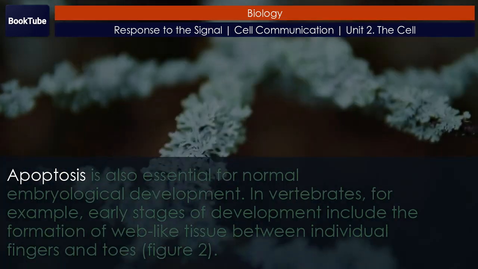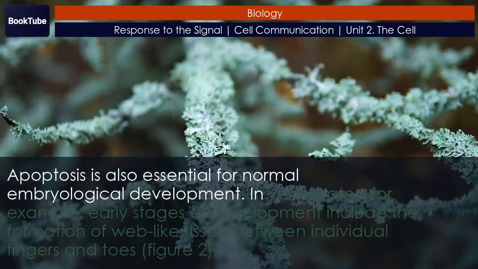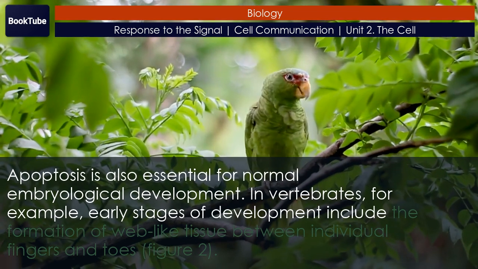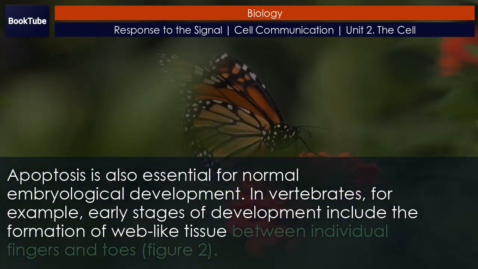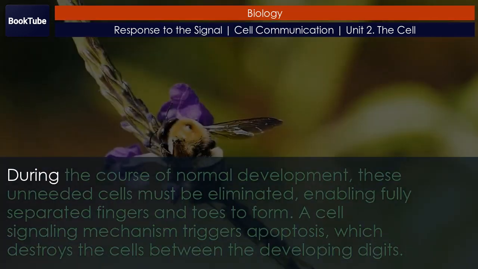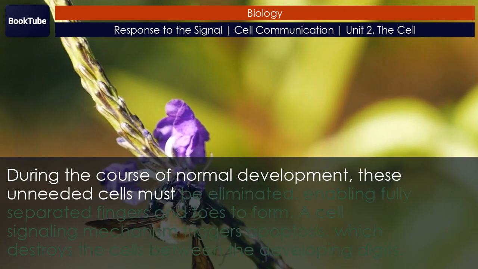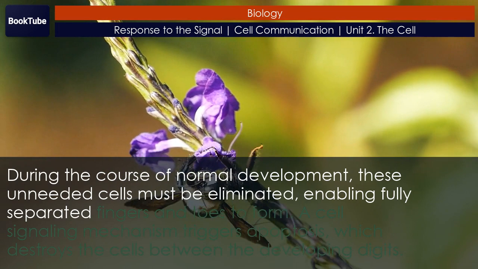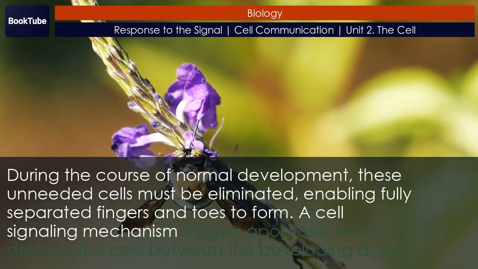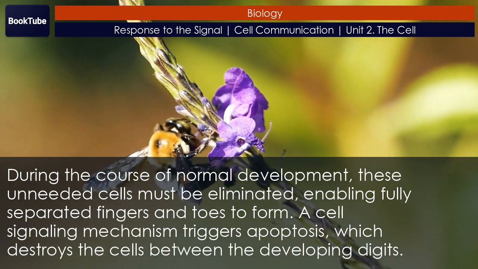In order to develop the ability to discriminate between self and non-self, immature T-cells undergo screening to determine whether they bind to so-called self-proteins. If the T-cell receptor binds to self-proteins, the cell initiates apoptosis to remove the potentially dangerous cell. Apoptosis is also essential for normal embryological development. In vertebrates, for example, early stages of development include the formation of web-like tissue between individual fingers and toes. During the course of normal development, these unneeded cells must be eliminated, enabling fully separated fingers and toes to form. A cell signaling mechanism triggers apoptosis, which destroys the cells between the developing digits.